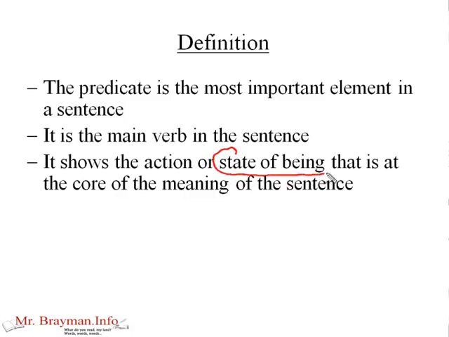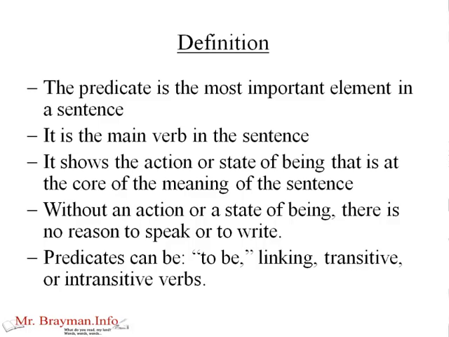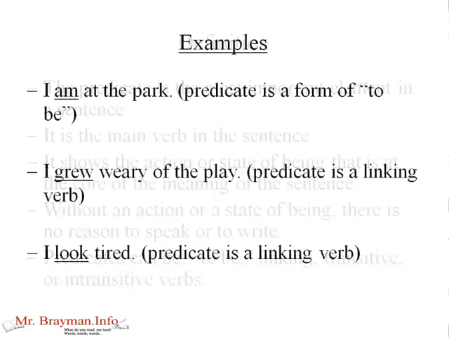A lot of times students come to me and they think verbs are only action words. They can also be state of being. For example, a form of the verb to be, or a linking verb. Those are states of being. Those are not actions. Right? Because without an action or a state of being, there is no reason to speak or write. And that's why I claim that predicates are the most important parts of sentences. And so yeah, predicates can be to be, linking, transitive, or intransitive verbs. And if you don't know what those are, make sure you go back and review them.